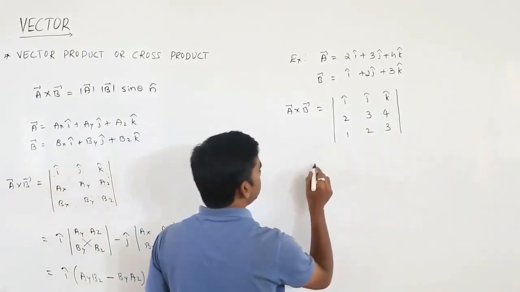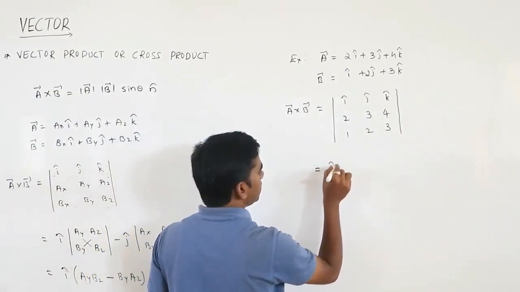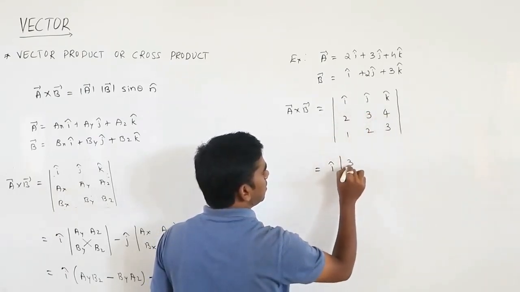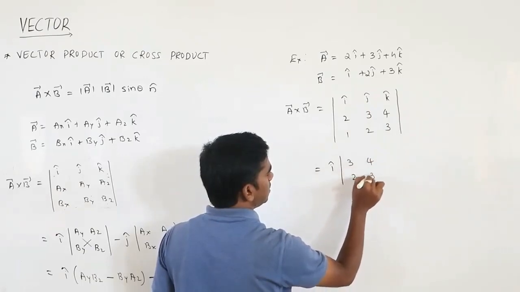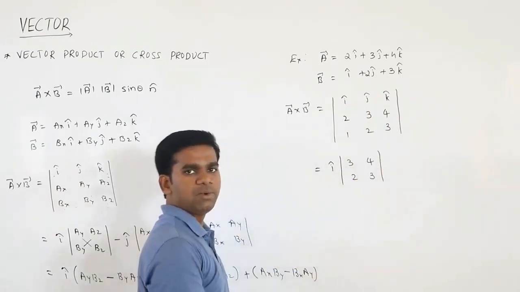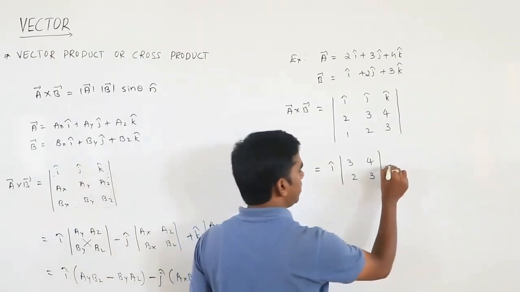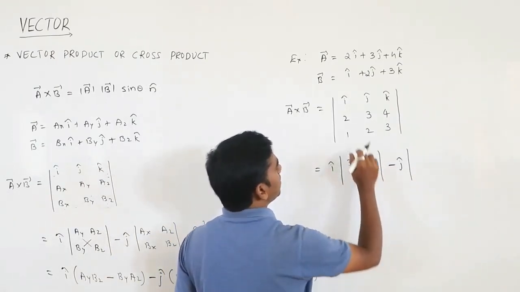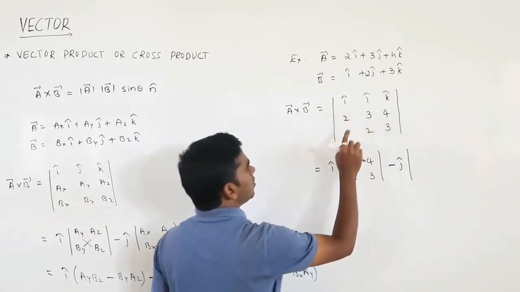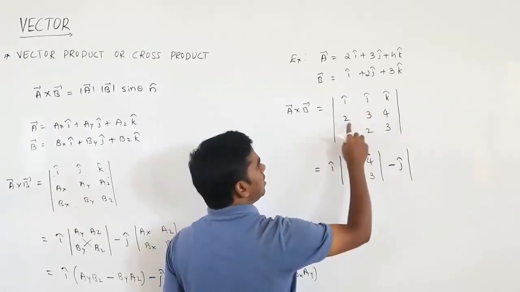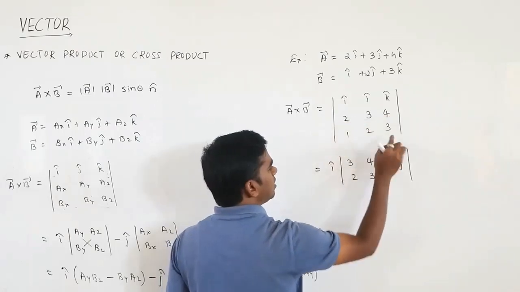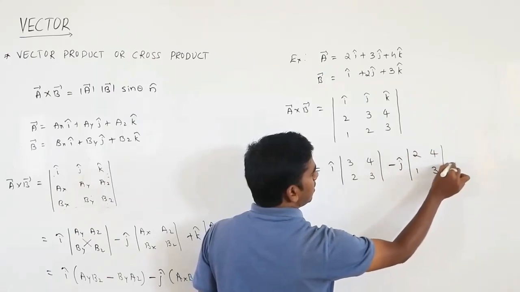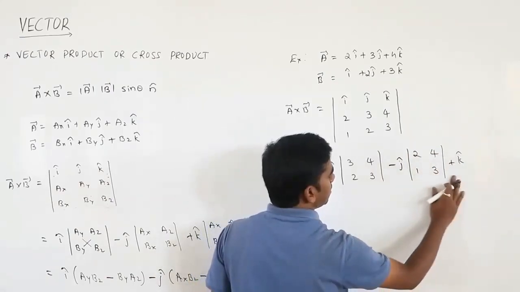Next step: write i cap first. For i cap you have to take these four: 3, 4, 2, 3. Next, minus j cap. For minus j cap, leave this line and this line, so the remaining are 2, 4, 1, 3. Then plus k cap.